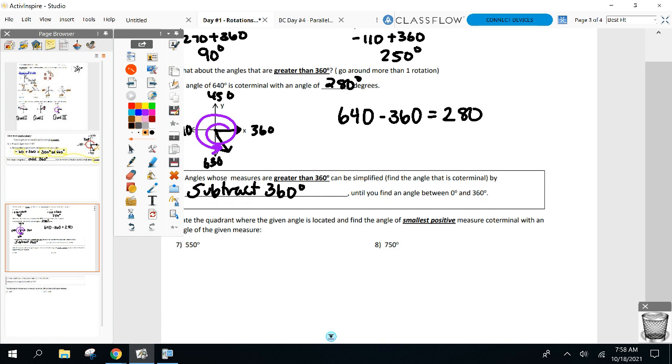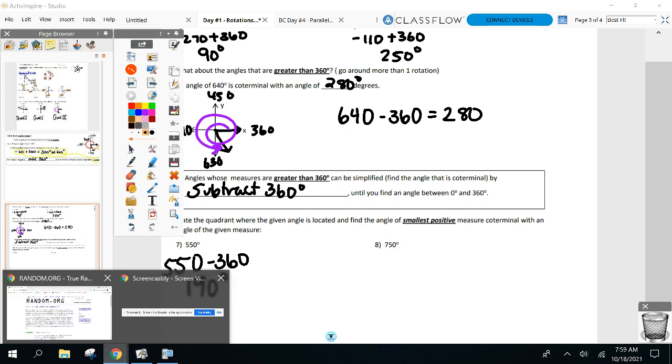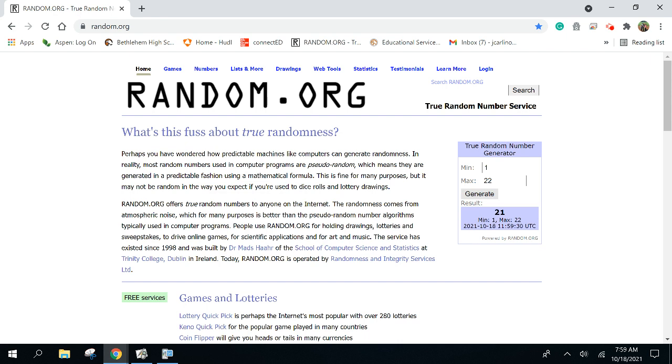And let's do that. If I give you 550, I want to know what quadrant it is in and the smallest positive coterminal angle. I think we could do the coterminal one first, then do the quadrant, right? What are you doing with 550? Subtract 360 from it. And what do we get there? 190. There it is. So 190 shares the same side as 550. What quadrant is 550 in? Same quadrant as 190, which would be 2, 1.